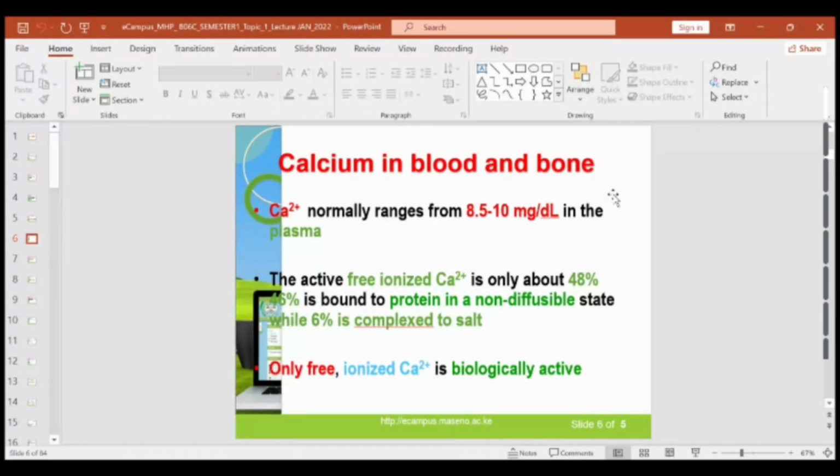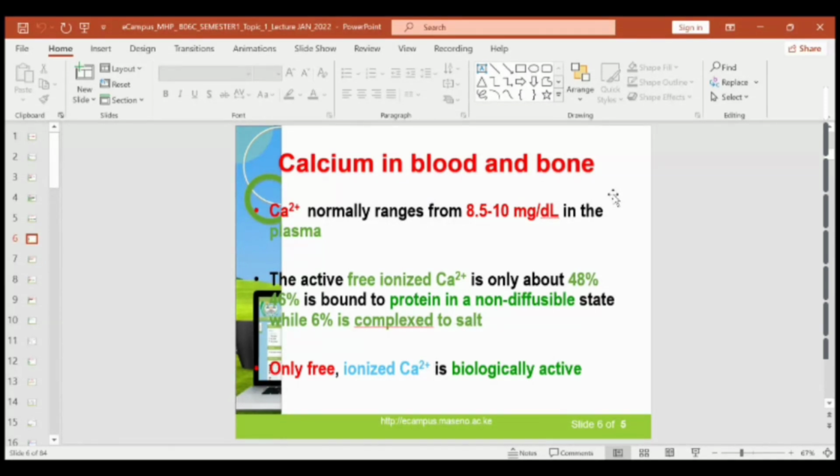In terms of the normal ranges, in the body, 99% of calcium and about 88% of phosphate are available in the skeleton, meaning they are reserved in the bones. And in that form, it's not a utilizable form.